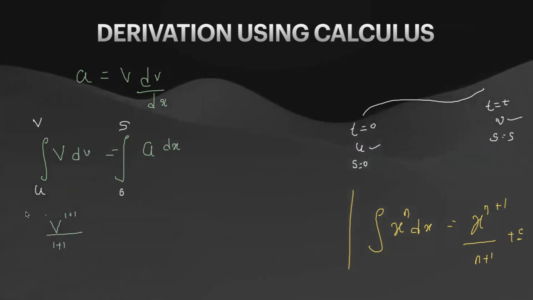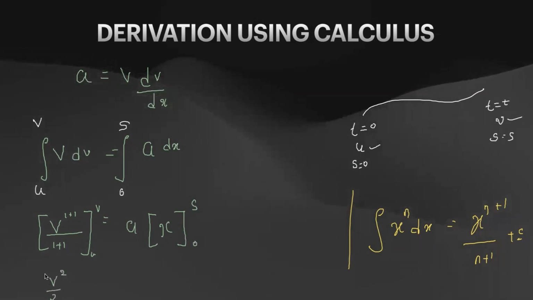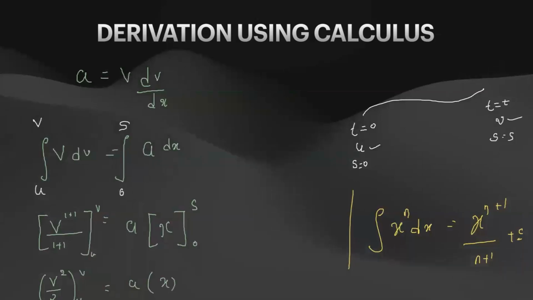I will apply the limits now. The limits are from u to v. Here acceleration is constant, so I have taken a outside. This is what? Integral dx. Integral dx is nothing but x, from 0 to s. So this is nothing but v square by 2 from u to v is equal to a x from 0 to s.